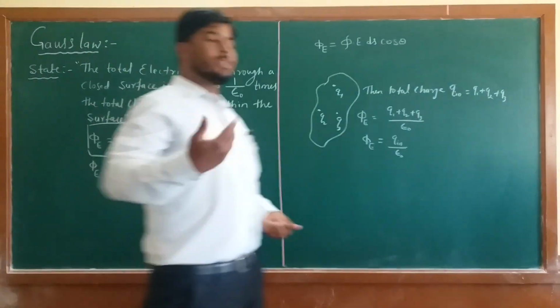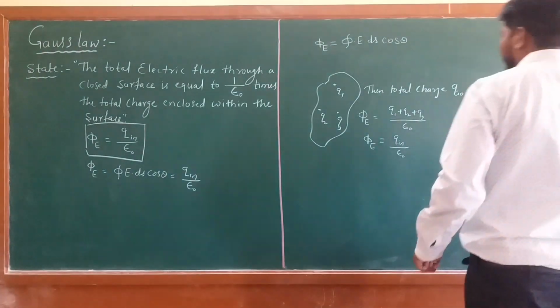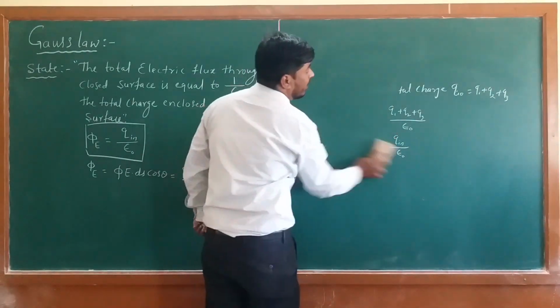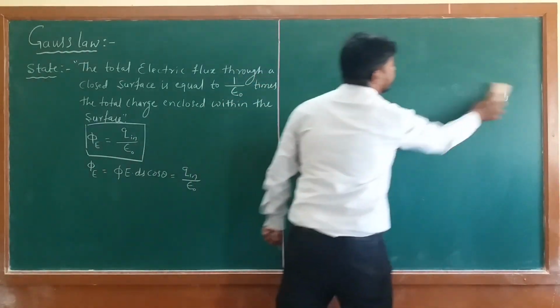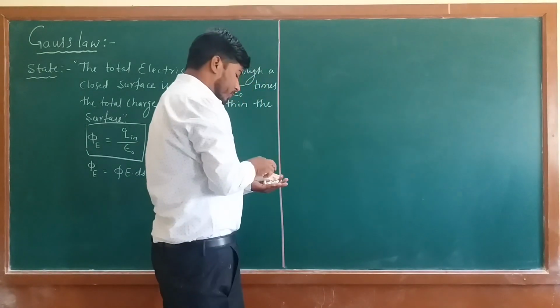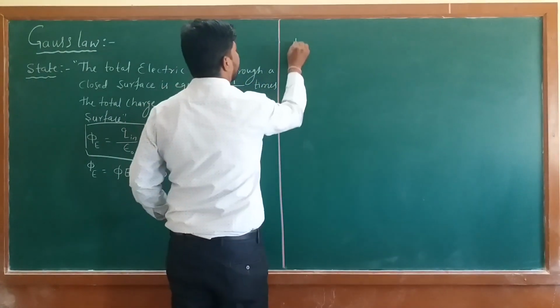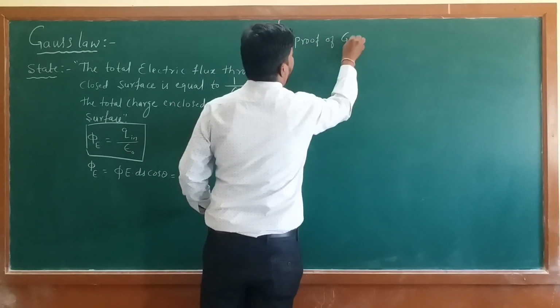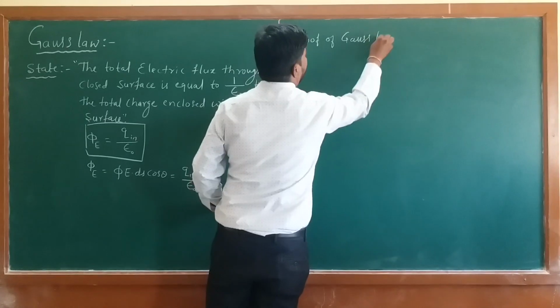Now let us prove this Gauss law. How can we say that this q in upon epsilon naught comes? So, proof of Gauss law.